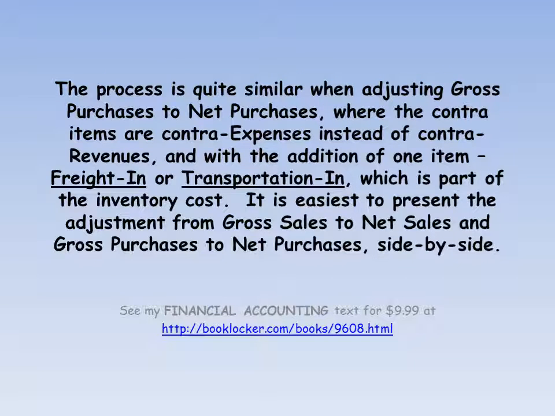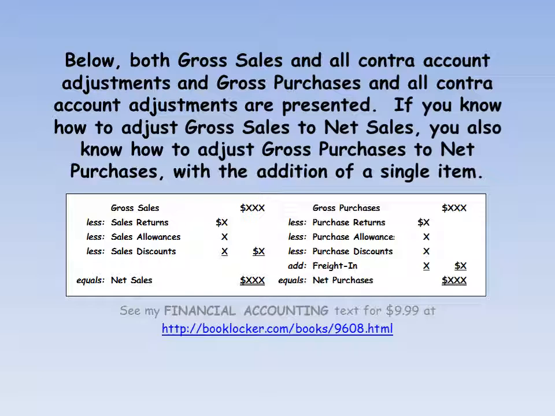The process is very similar when adjusting gross purchases to net purchases. Here, the contra items are contra expenses instead of contra revenues, and we have to add an item. Some textbooks refer to it as freight in, some refer to it as transportation in. It is part of the inventory cost. It is easiest to present the adjustment from gross sales to net sales and gross purchases to net purchases side by side. So I'm going to do that.